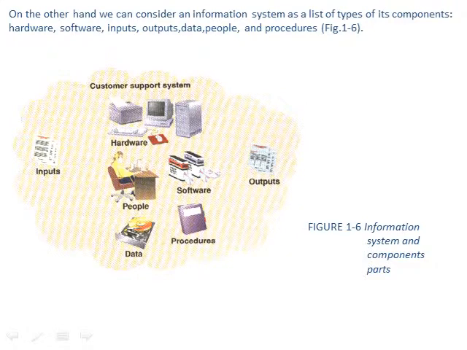And so another way that we can consider or think of an information system is as a list of types of its components. And so here we're talking about a customer support system, and it's composed of inputs, hardware, people, software, data, procedures, and outputs. And so you can see how we've just taken a slightly different twist on the idea of what are the components within a system and been able to apply that thinking to this customer support function.